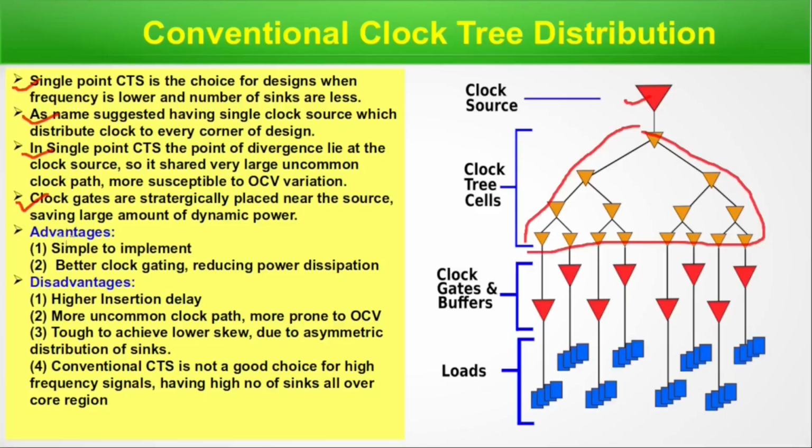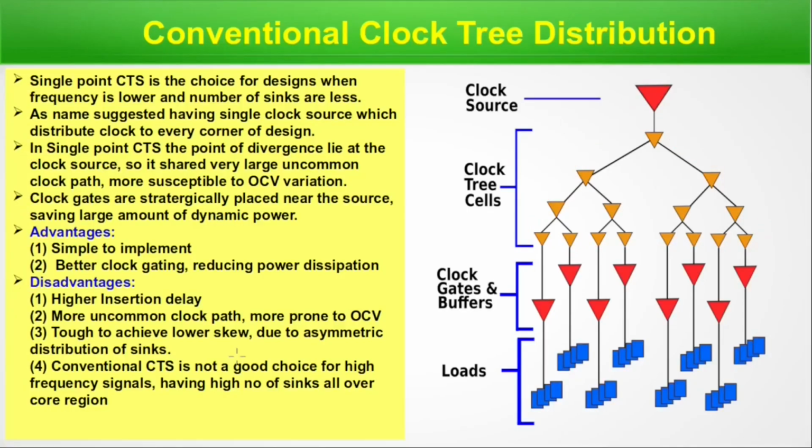What are the advantages of this distribution? Simple to implement, very simple structure, better clock gating, reducing power dissipation. And disadvantages? Higher insertion delay, more uncommon clock path, more prone to OCV, and tough to achieve lower skew due to asymmetric distribution of sinks. Conventional CTS is not a good choice for high frequency signals having a high number of sinks all over the core region. So this is the conventional clock tree. We are done with this slide.